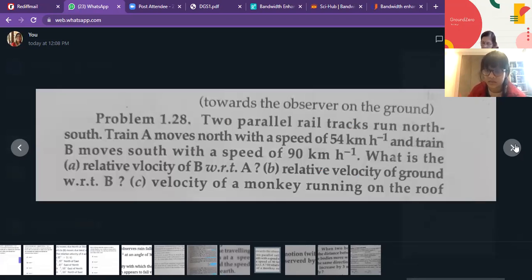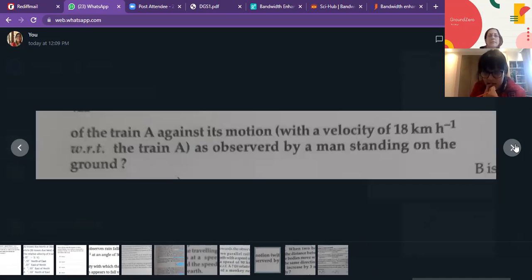So find relative velocity of B with respect to A, of ground with respect to A. Relative velocity of B with respect to A is 144 kilometers per hour. Yes. Relative velocity of ground with respect to A is minus 90 kilometer per hour. Yeah. Option C is wrong, because it's incomplete.